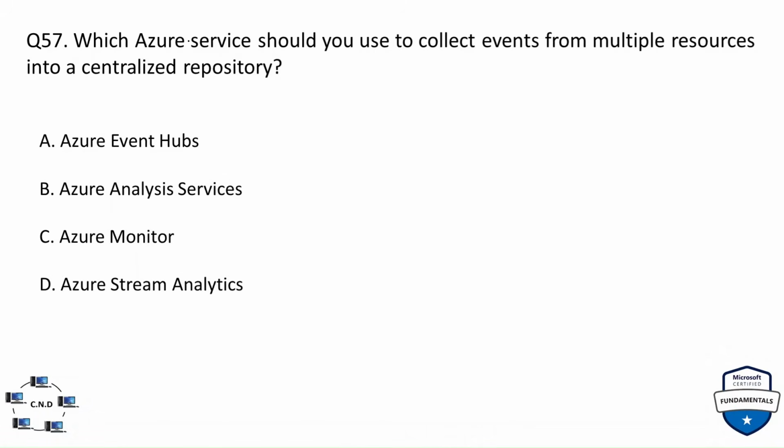Question number 57 is that which Azure service should you use to collect events from multiple resources into a centralized repository? The options are option A, Azure Event Hubs, option B, Azure Analysis Services, option C, Azure Monitor, and option D, Azure Stream Analytics. And the correct option is the Azure Event Hub.